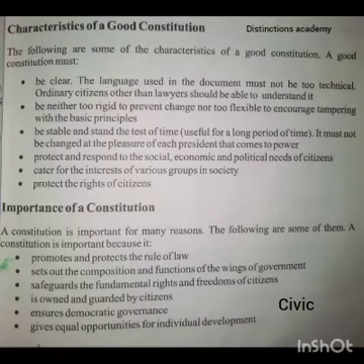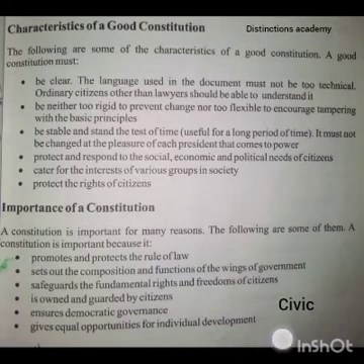So the importance of the constitution. It reads, a constitution is important for many reasons. The following are some of them. A constitution is important because it promotes and protects the rule of law. So the rule of law simply means no one is above the law. Everyone is subject to the law, not even the president.